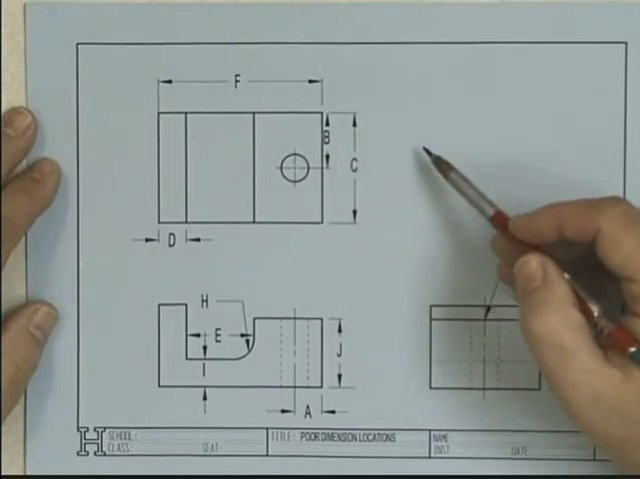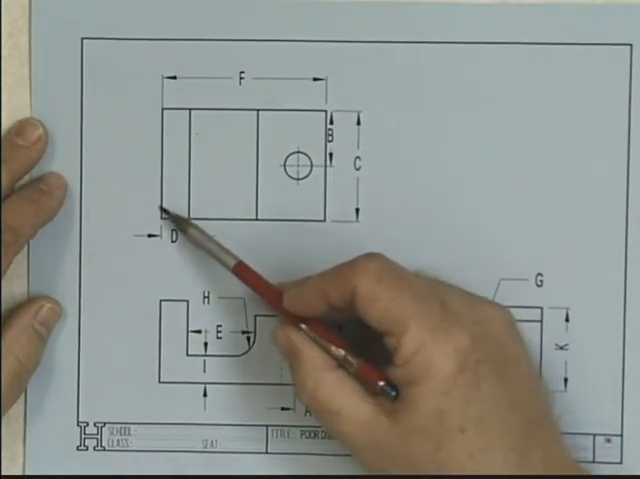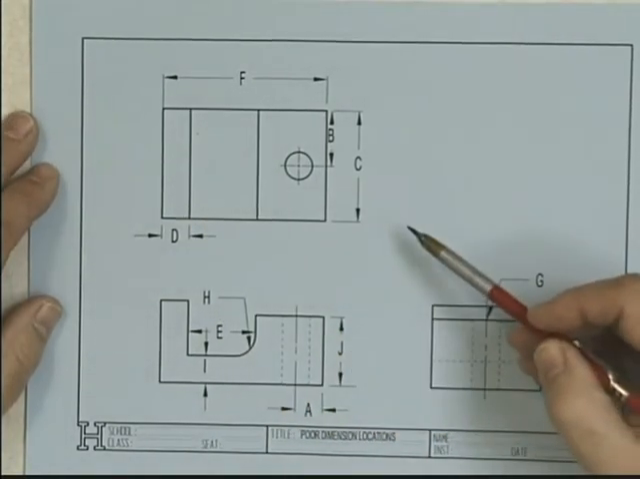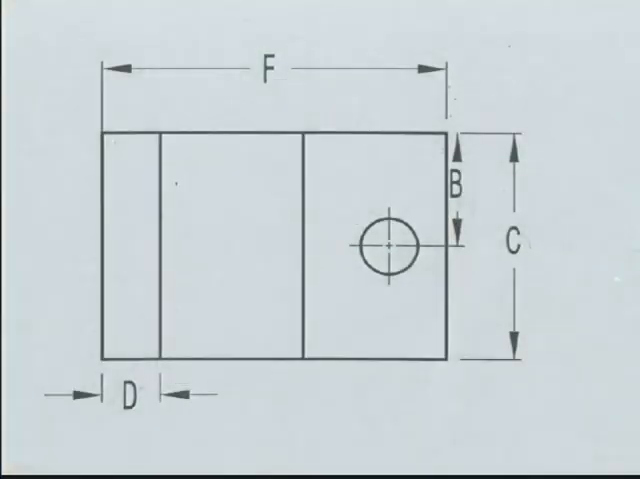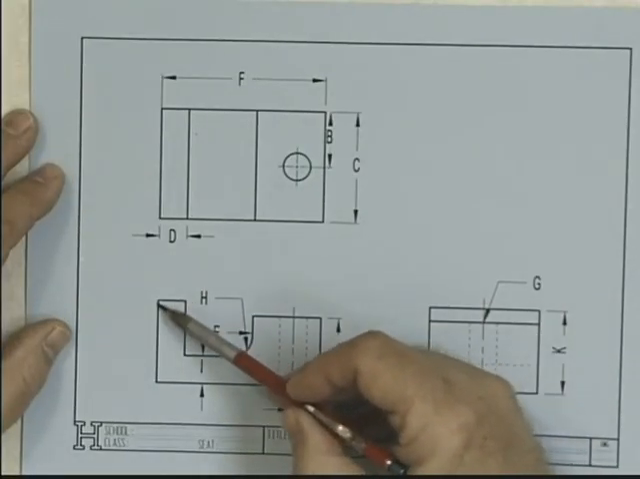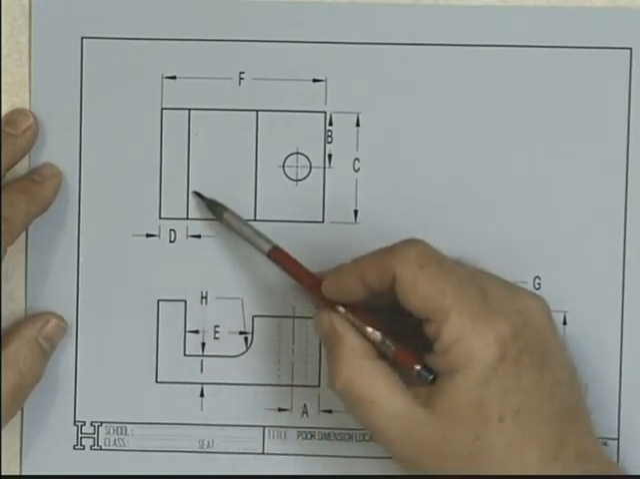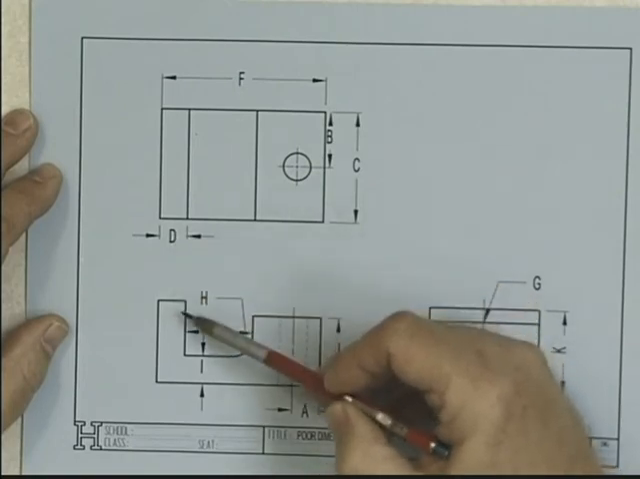Where's D? D is right here in the top view, dimensioning the width of that little feature there. Is that okay? Why not? What's it dimensioning? And immediately you look here in the front view, you say it's dimensioning the width of that prong sticking up there, and the front view is more descriptive than the top view. So dimension D should have been placed in the front view. What about dimension E?